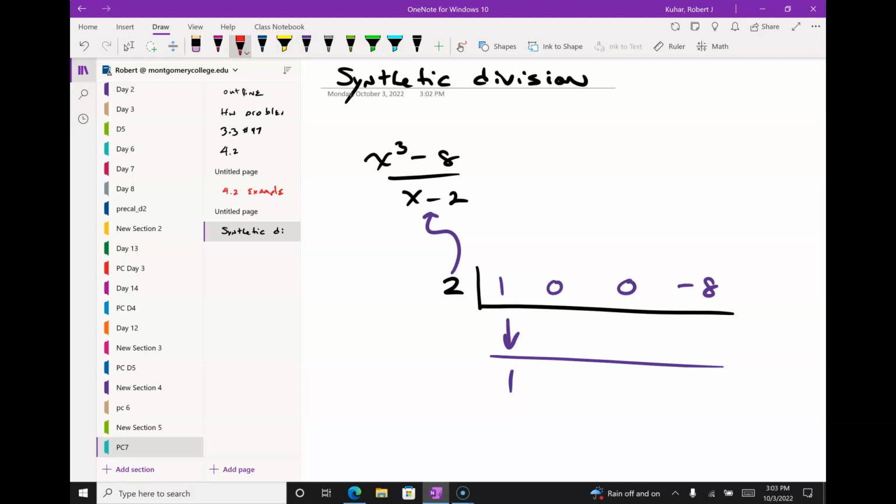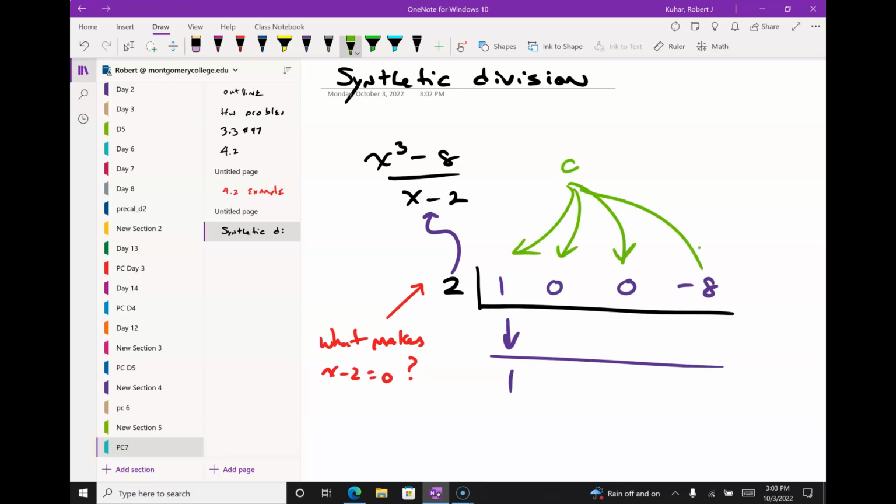So a couple little notes, right? What makes x minus 2 equal to 0, right? What about here? Coefficients from my numerator, right? Coefficient from x cubed minus 8, right? And so I'm saying, just always, you're going to bring this first one down every time. And you're going to see why in a second.